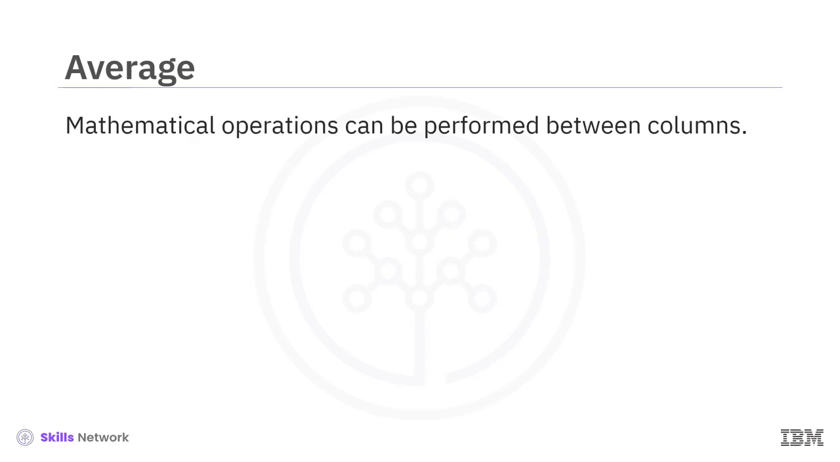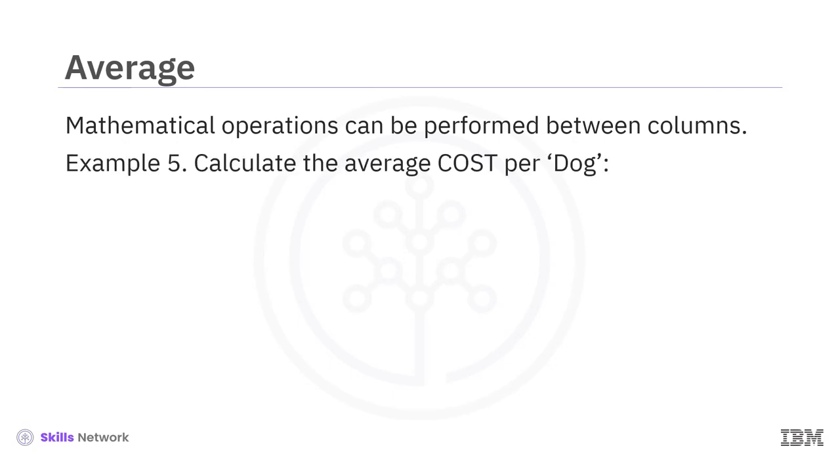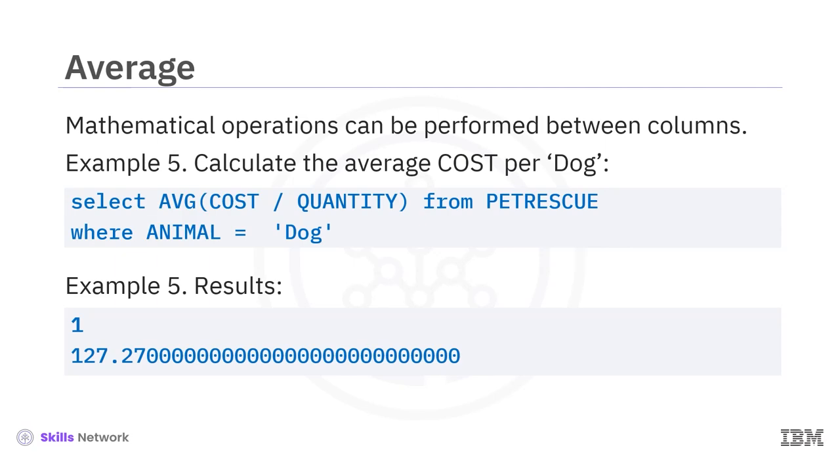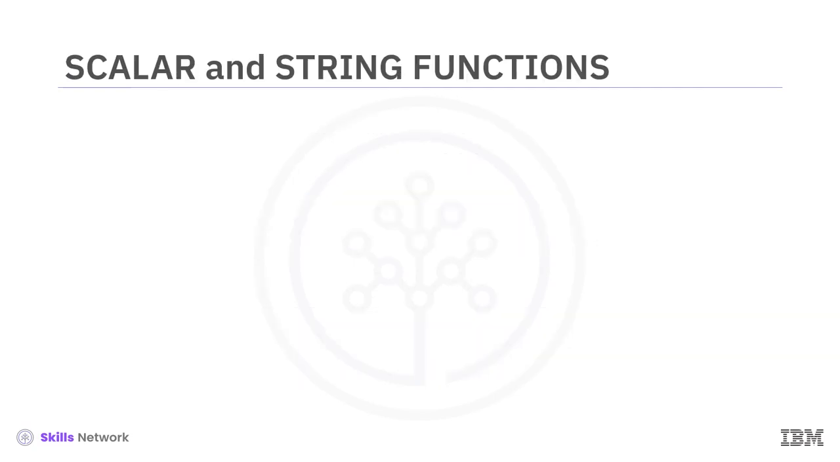Note that we can perform mathematical operations between columns and then apply aggregate functions on them. For example, to calculate the average cost per dog, select average(cost divided by quantity) from pet rescue where animal equals dog. In this case, the cost is for multiple units, so we first divide the cost by the quantity of the rescue. Now let's look at the scalar and string functions.